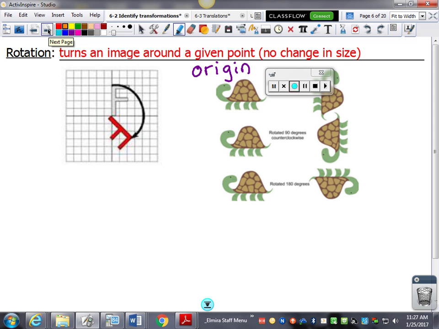A rotation turns an image around a given point. Again, no change in size. And at the 8th grade level, we only do rotations around the origin. Think of the origin of your graph like the center of the universe, which is the sun. All of our planets rotate around the sun, and all of our shapes that we draw and rotate will rotate around the origin, just like the sun. Okay?